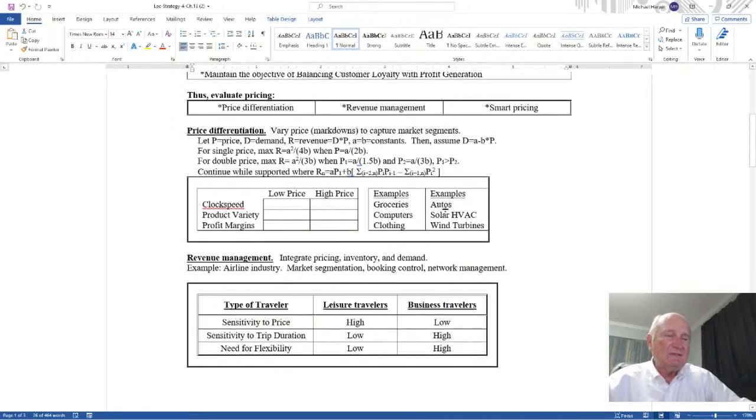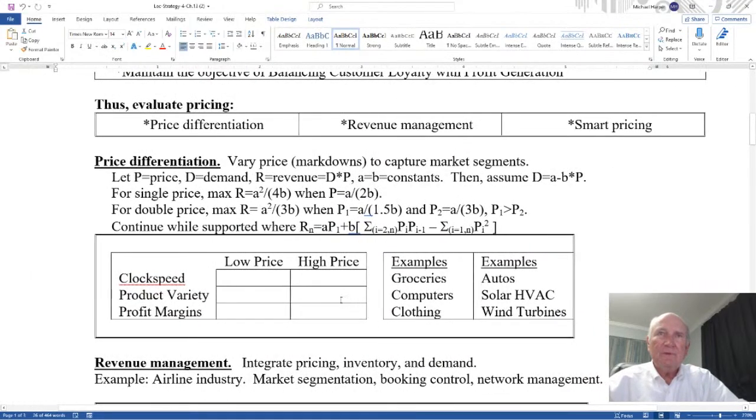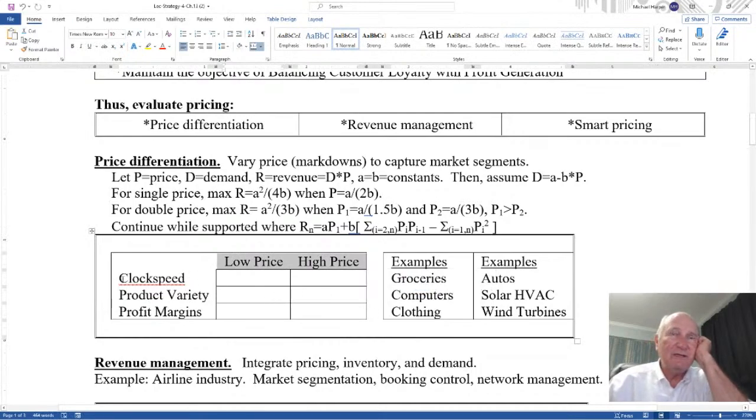Okay, the pricing, let's increase this again. A low price or a high price really depends on the clock speed. If the clock speed is high, you usually have a high price; low speed, low price. A lot of product variety usually has a lower price. Less product variety can have a higher price because it has less variety. And for profit margins, usually a higher price has higher profit margins, and a low price has lower profit margins.